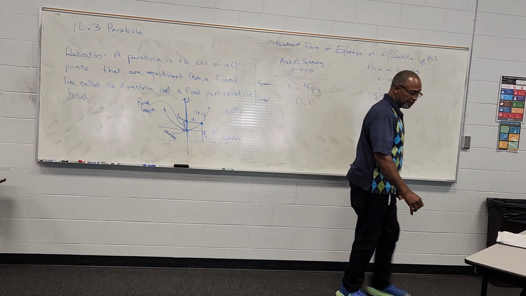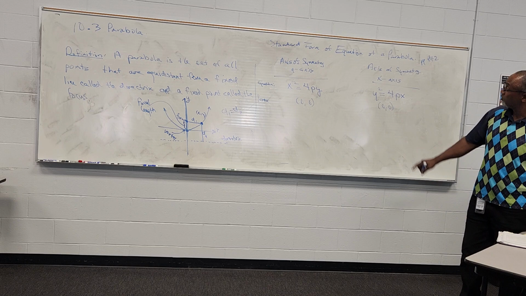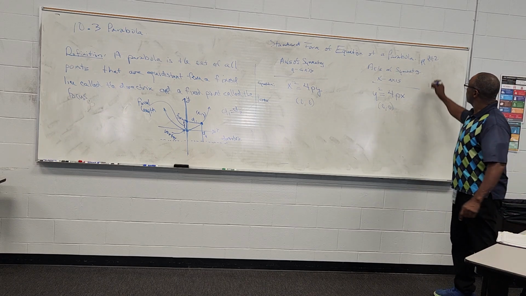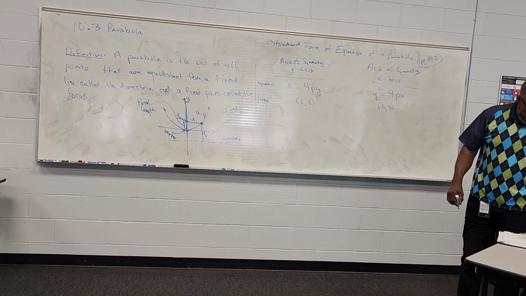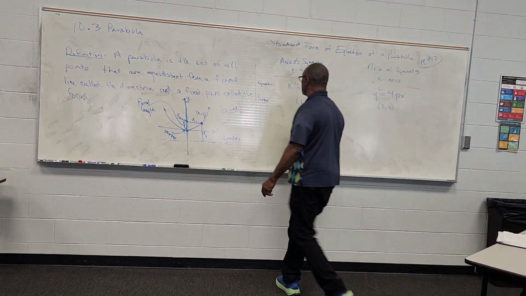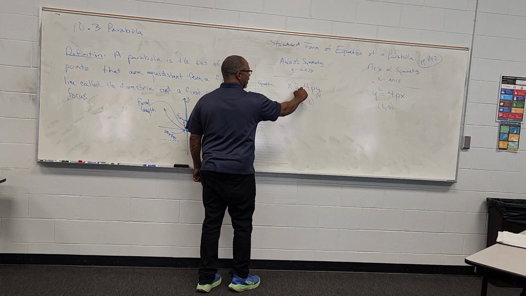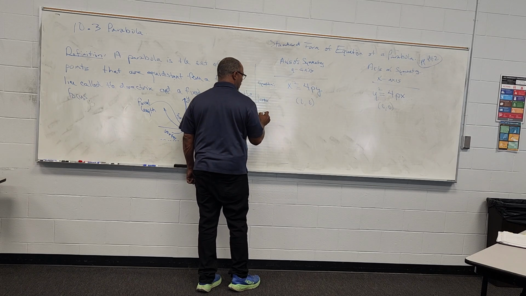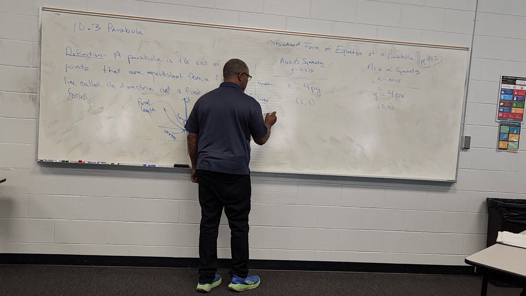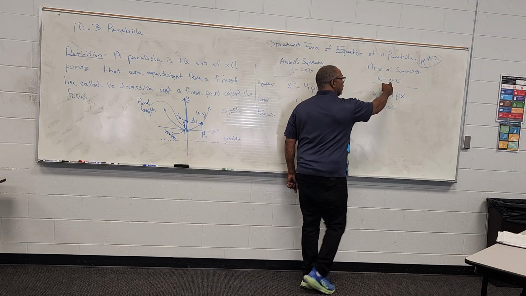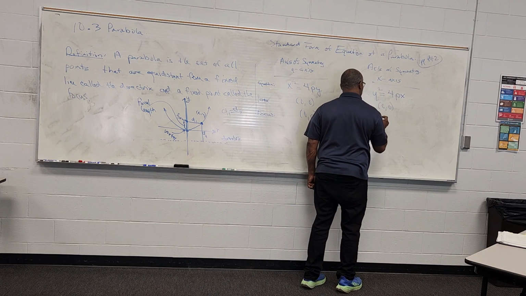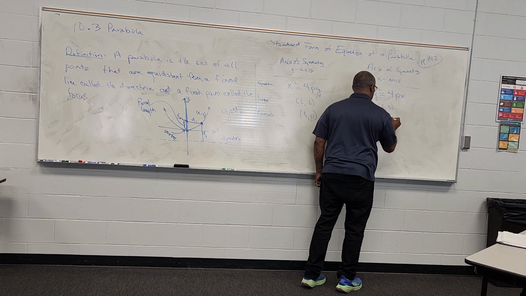Again, this chart is on page 942. Make sure you take a good look at it. The focus is at 0, p. So whatever that p is, for x squared equals 4py, the focus would be at 0, p. For the axis of symmetry on the x-axis, the focus would be at p, 0.